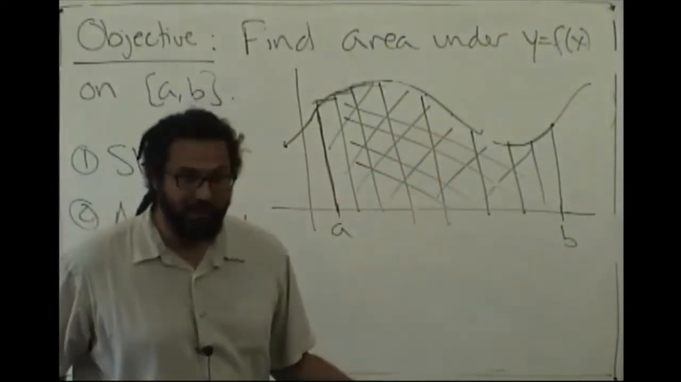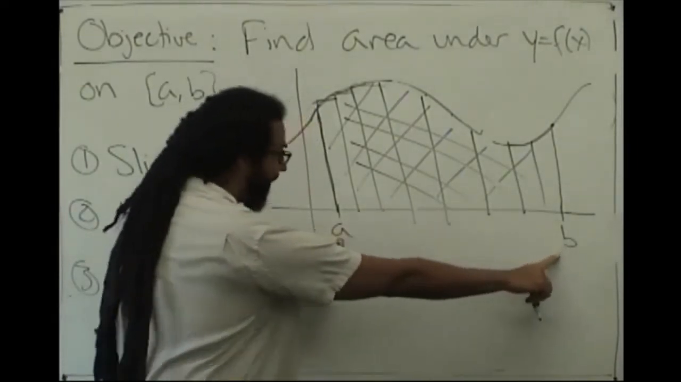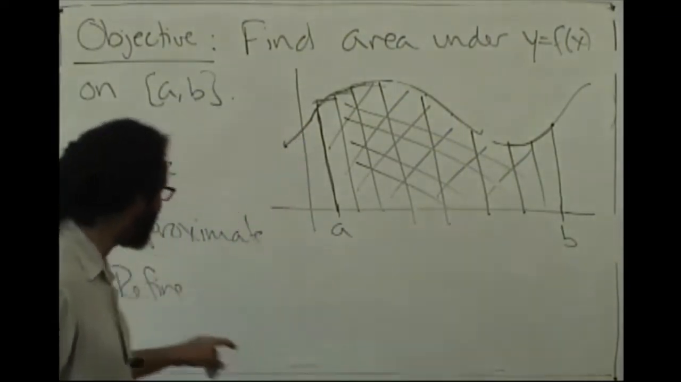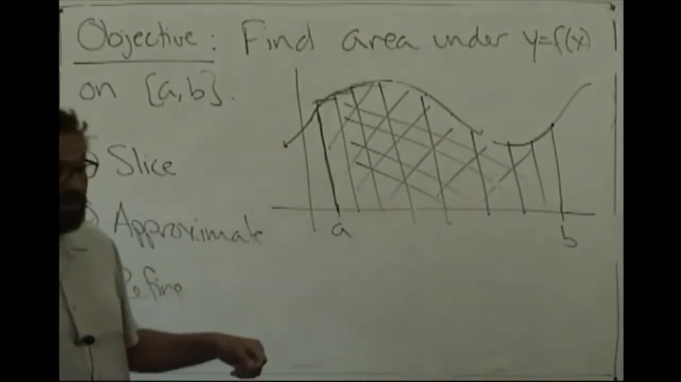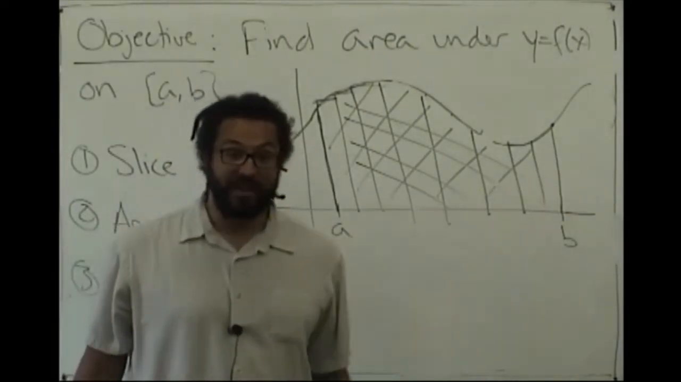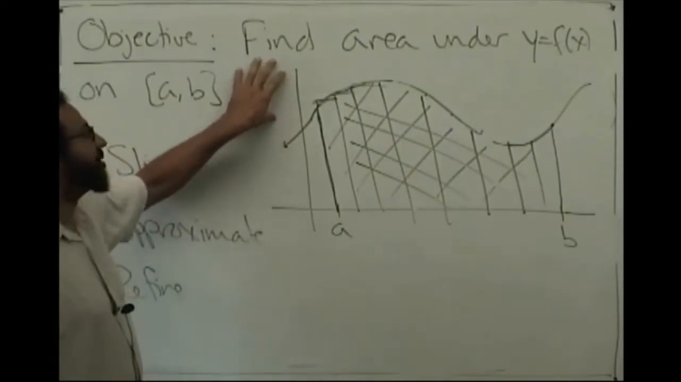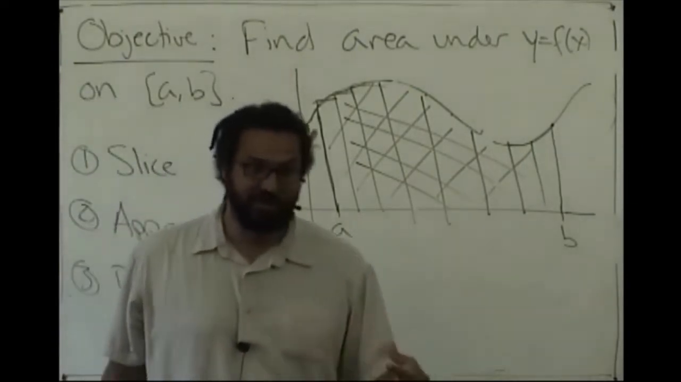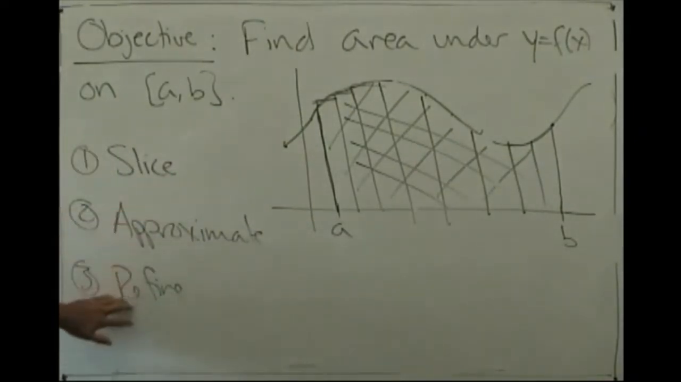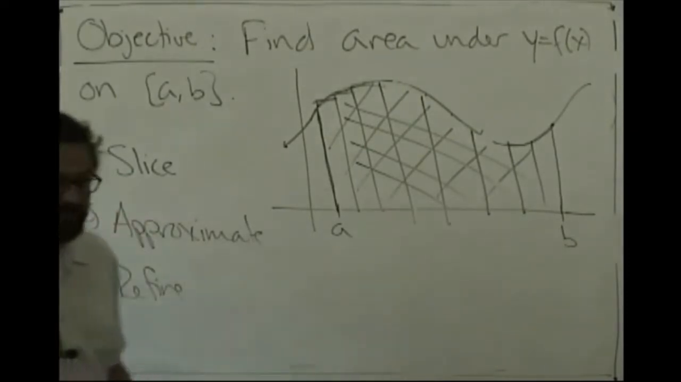Of course, the more rectangles that you use on this interval from a to b, which is fixed, the better the approximation will get. That's the refine part. We will let n be the number of rectangles, and then we will let n go to infinity. Before we can do one of these problems in full, there are a few things we need to look at, so let's go into a little more depth for each of these parts.